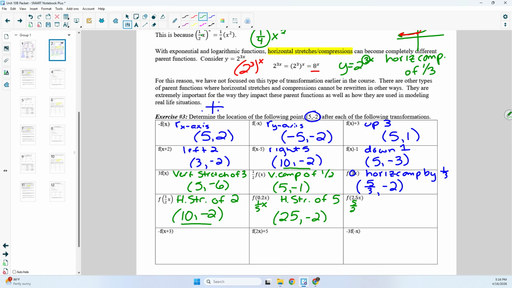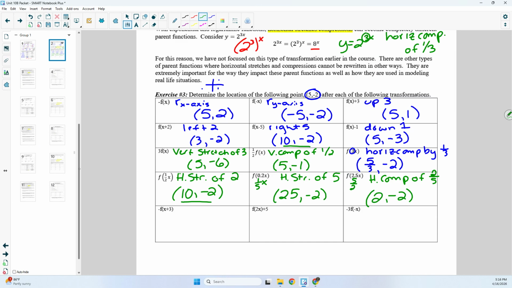This is a 5/2. So I have a fraction here, okay? But that fraction is bigger than 1. So when I flip this over, it's going to become 2/5, so it is a compression, okay? So this is a horizontal compression of 2/5. So I'm going to multiply my x value by 2/5, and that's going to give me 2, -2. So 5 times 2/5 is 2.